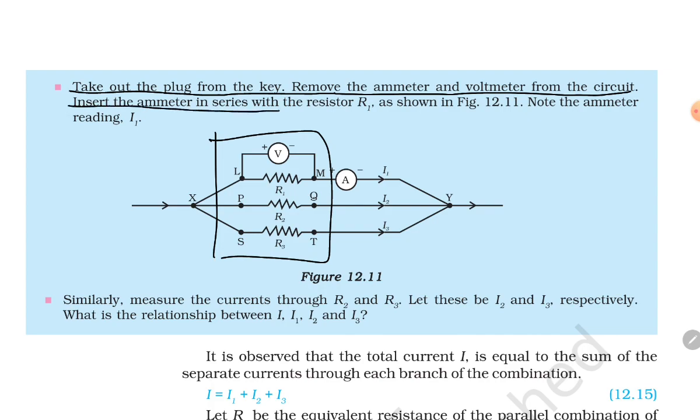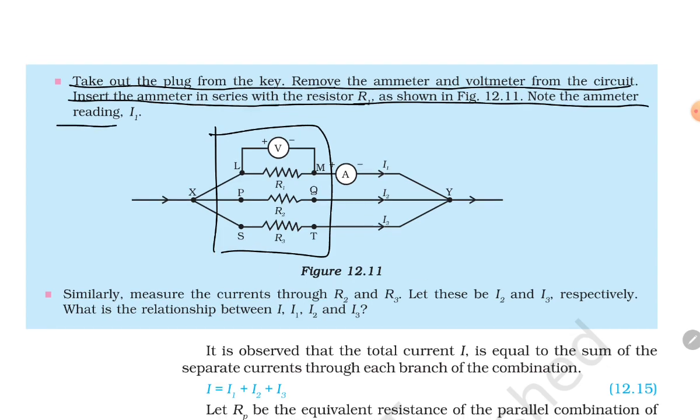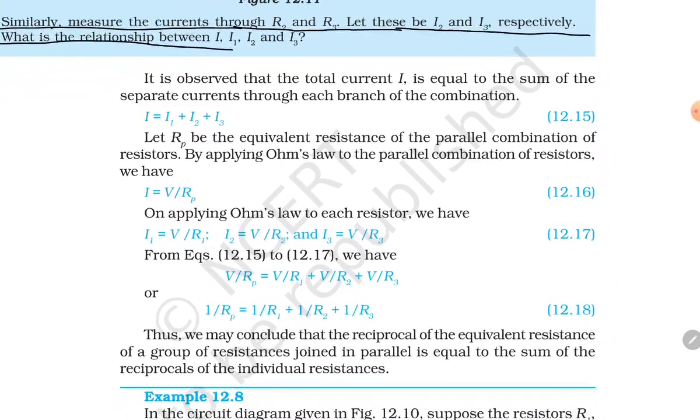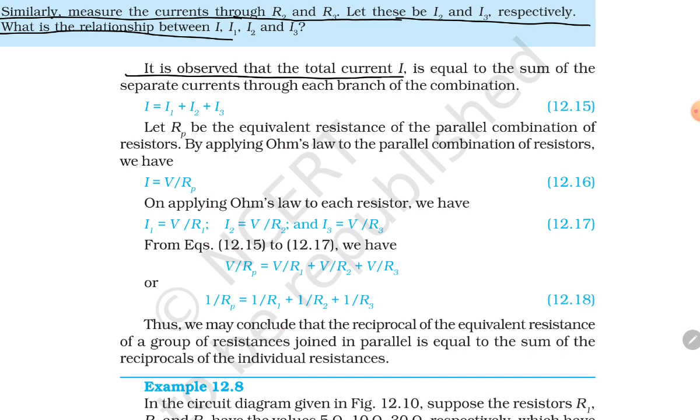Insert the ammeter in series with the resistor R1, as shown in figure 12.11. Note the ammeter reading I1. Similarly, measure the current through R2 and R3. Let these be I2 and I3 respectively. What is the relation between I1, I2, I3? It is observed that the total current I is equal to the sum of the separate currents through each branch of the combination. I is equal to I1 plus I2 plus I3.